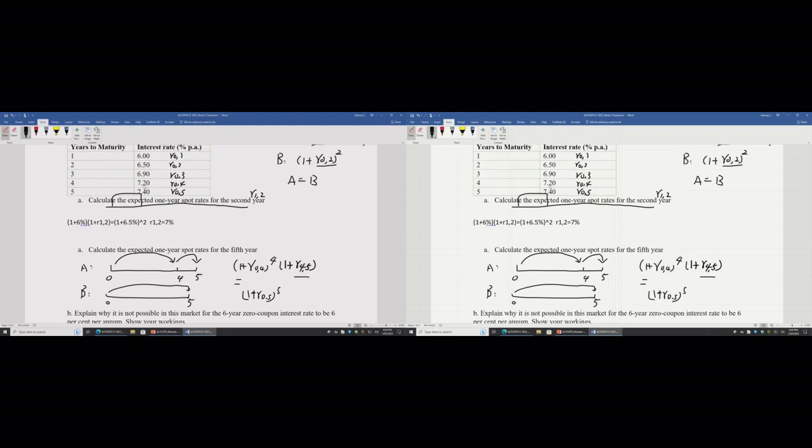R04 is given as 7.2%, R05 is 7.4%. I'll just leave it for you to go through. If you have any questions, just let me know. I don't have the numbers here.